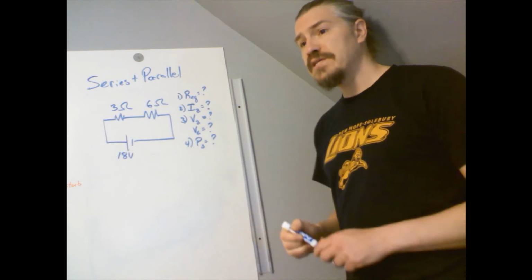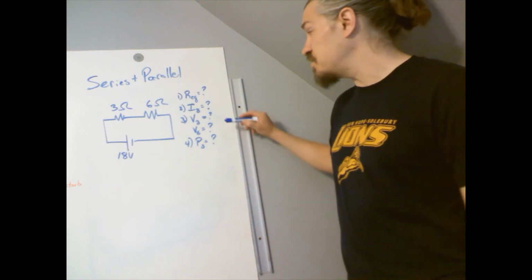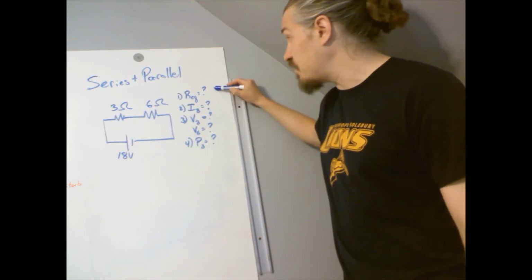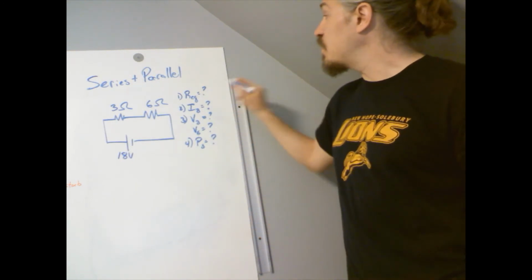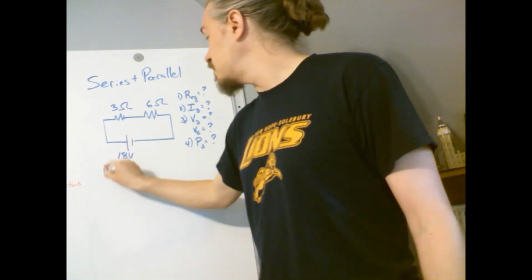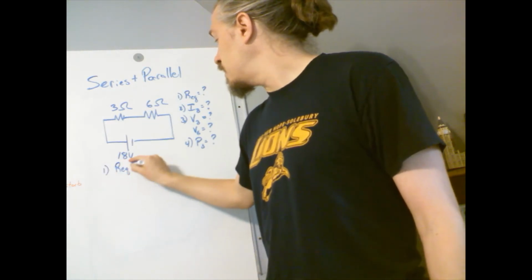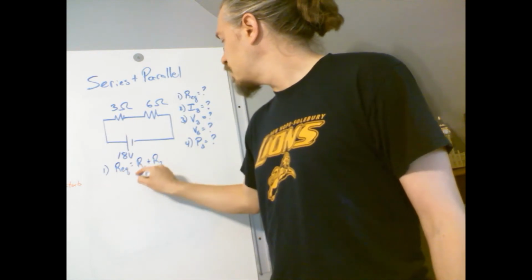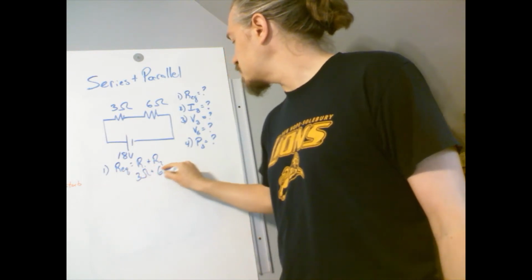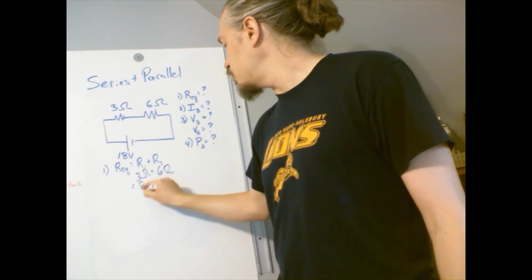We can do this pretty easily. And in some cases, I may just ask you to say, what's this? And you have to figure out that, oh, I have to do these things first. So let's look into what's going on here. The equivalent resistor, that's pretty easy. It's the sum of all the individuals. So it's 3 ohms plus 6 ohms, it's 9 ohms.